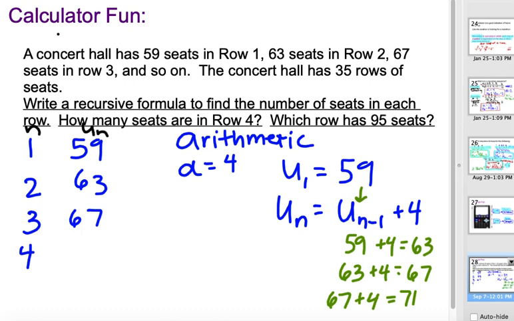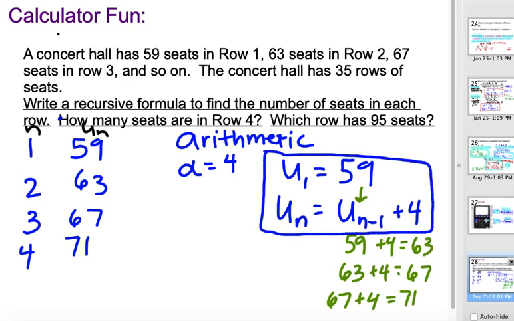It said, how many seats are in row 4? Well, I added 4 more, and I got 71 seats. So here is the answer to the first question. Write a recursive formula. And then it asks how many seats are in row 4. 71 seats are in row 4. And now it's asking which row has 95 seats.